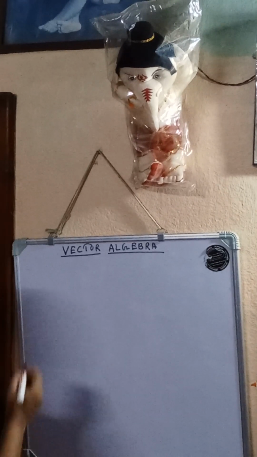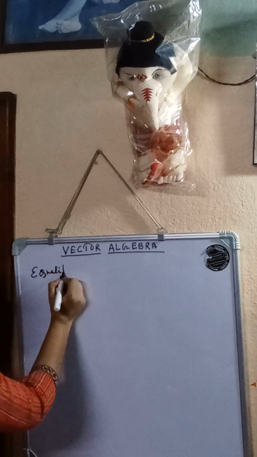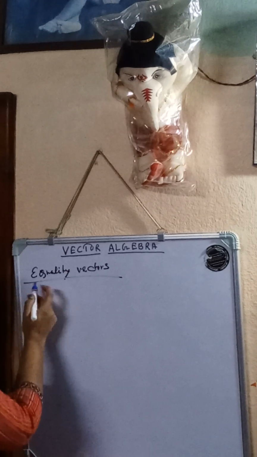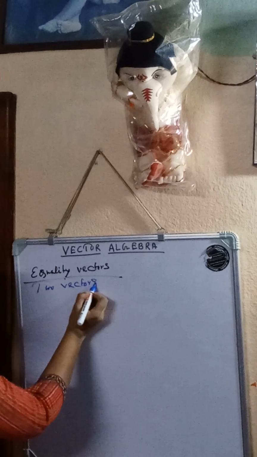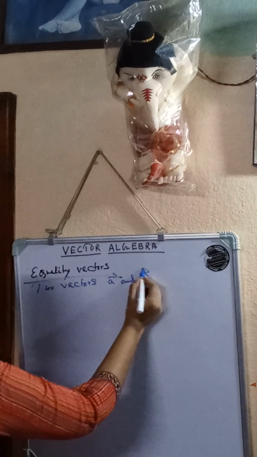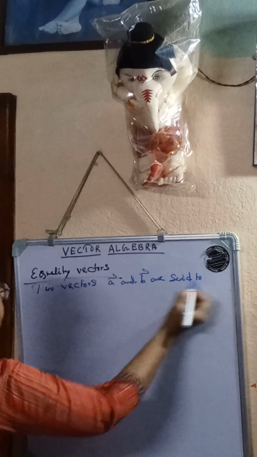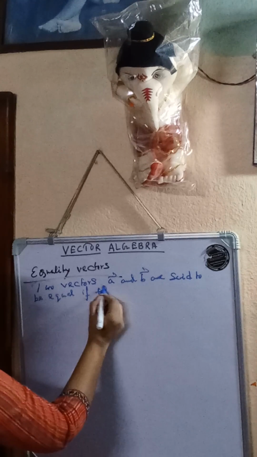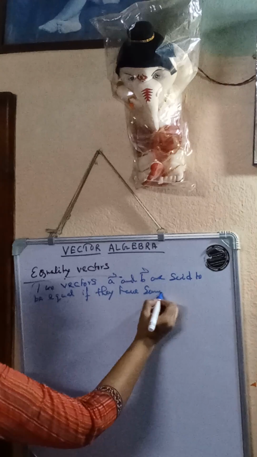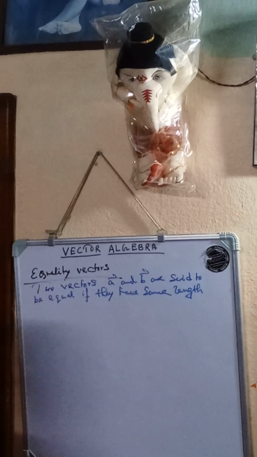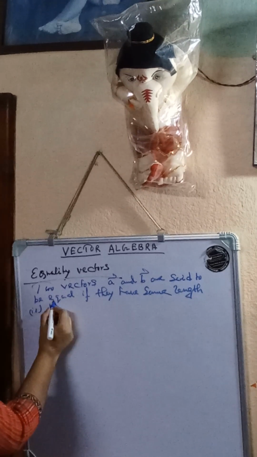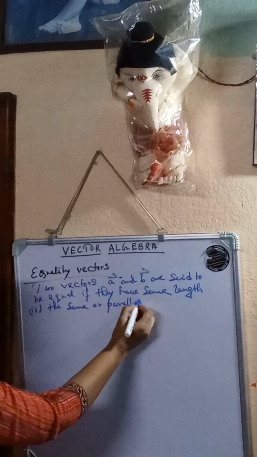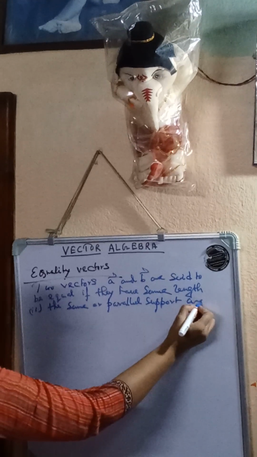Now the properties of vectors. Equality of vectors. Two vectors A and B are said to be equal if they have the same length, same or parallel support, and same sense.